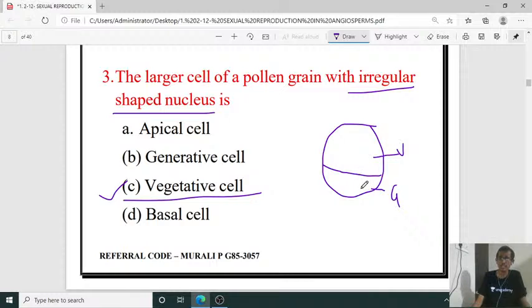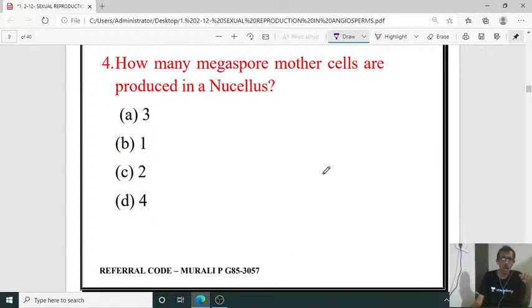The generative cell is the cell which is floating in the cytoplasm of the vegetative cell. The generative cell nucleus is okay, but the vegetative cell nucleus is an irregular shaped nucleus. So the right answer for the third one is C, vegetative cell.